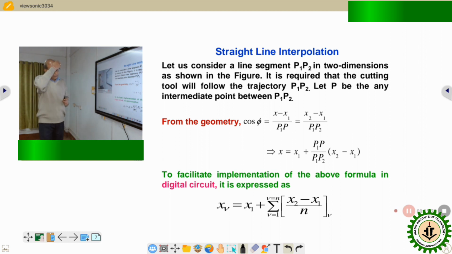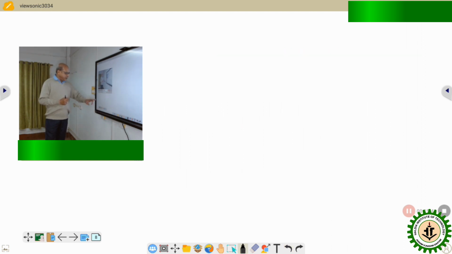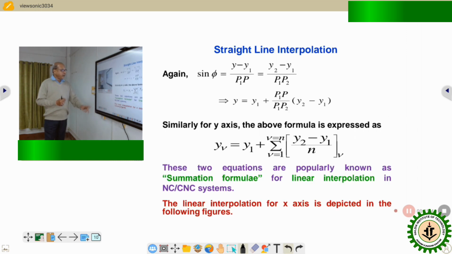One thing you should also remember is that trigonometrical functions, that is cos phi, sin phi, tan phi, cannot be implemented in an electronic digital circuit. That is why this sort of modification is required, so that with the incremental pulse, we know what the incremental movement will be. The same logic holds true in the case of the y-axis. Same thing, only x is replaced by y and you will get the same expression. So the expression for the x-axis and the expression for the y-axis together are called the summation formula for linear interpolation in an NC-CNC system.